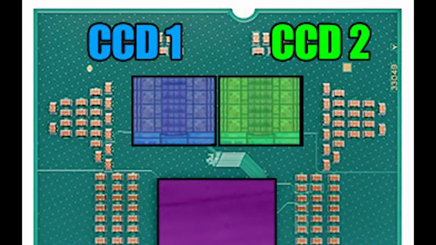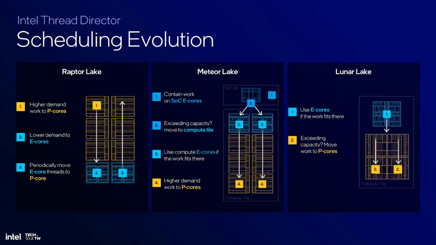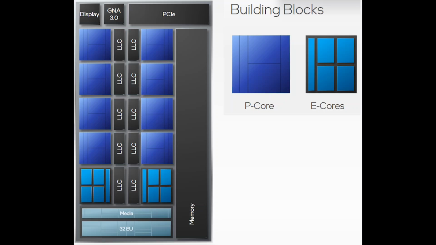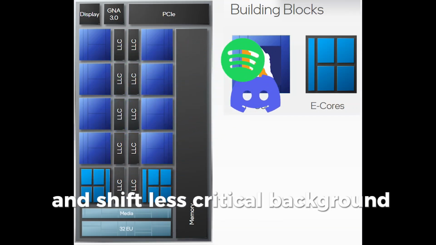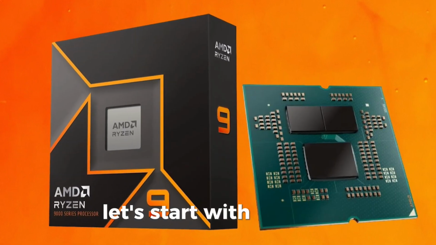Whether you're running on a Ryzen 9 which has multiple CCDs or an Intel hybrid processor with separate performance and efficient cores, what we do is basically the same thing. The goal is to run your game on the best cores and shift less critical background apps somewhere else. So let's start with Ryzen 9s.